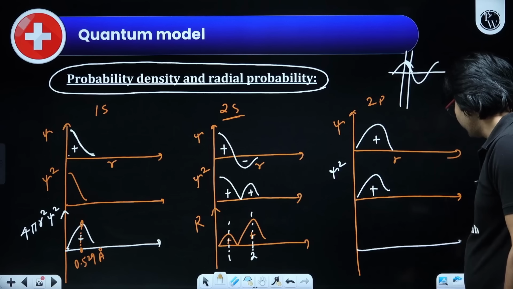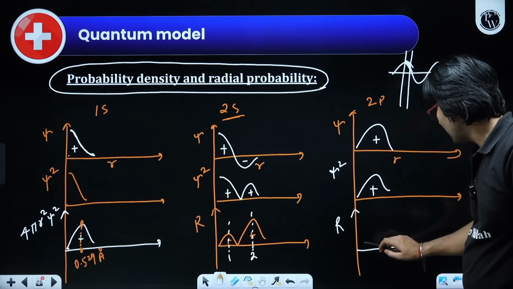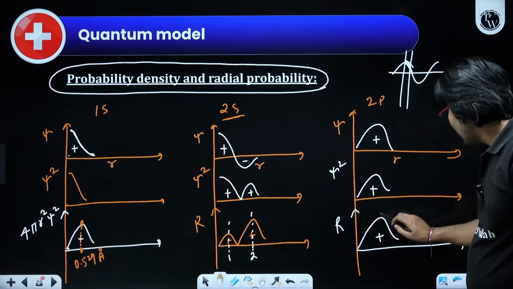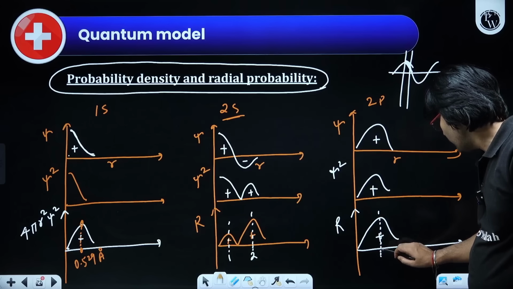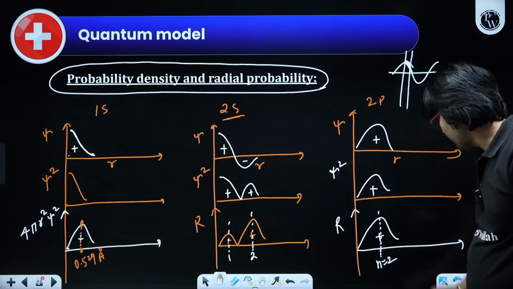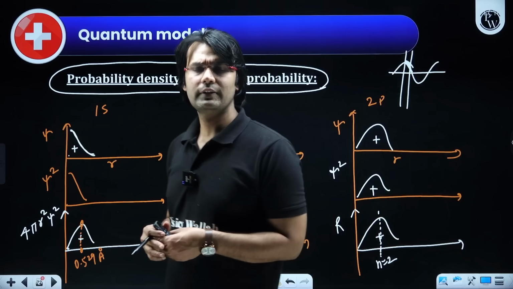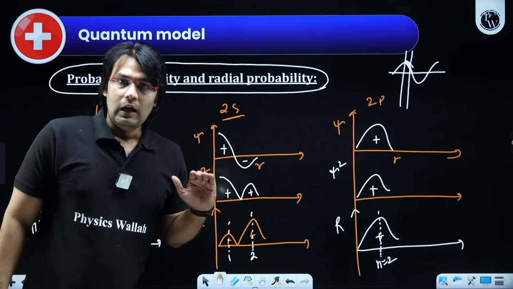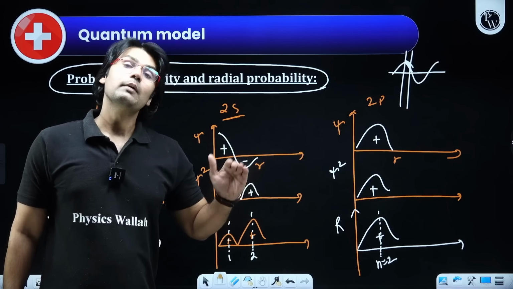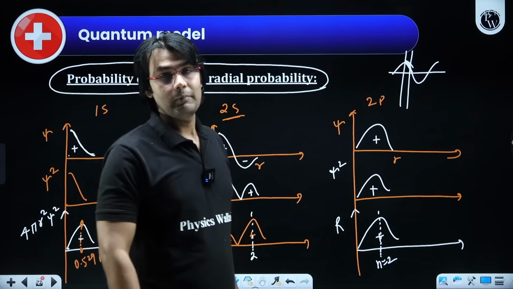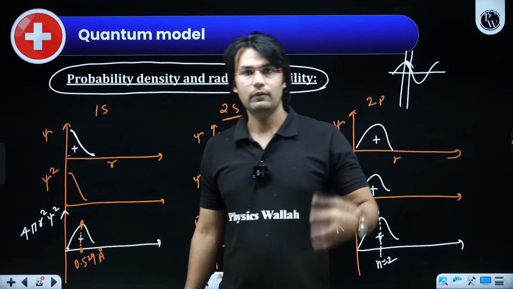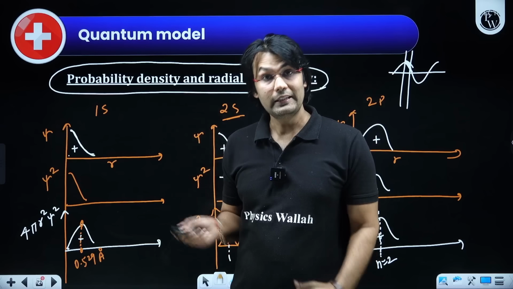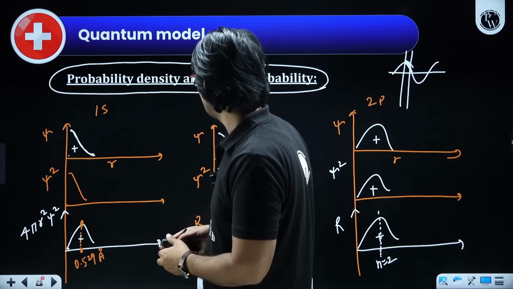And for 2p, the graph of radial probability remains the same. It means the electrons of the 2p orbital can be found mostly near the second orbit. So the radial probability tells you at what particular distance what is the probability of finding the electron. Radial probability is basically the elemental volume multiplied by the probability density. And these graphs are very important for your examination.